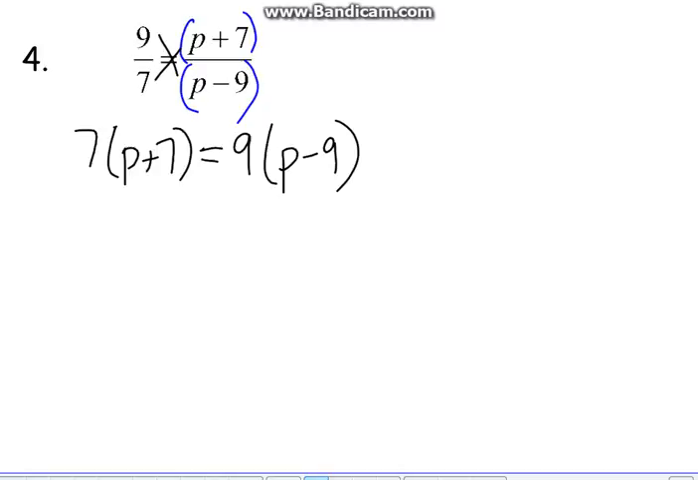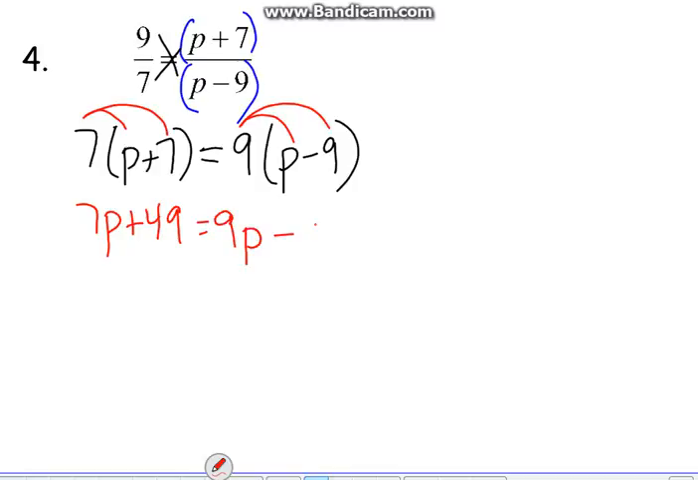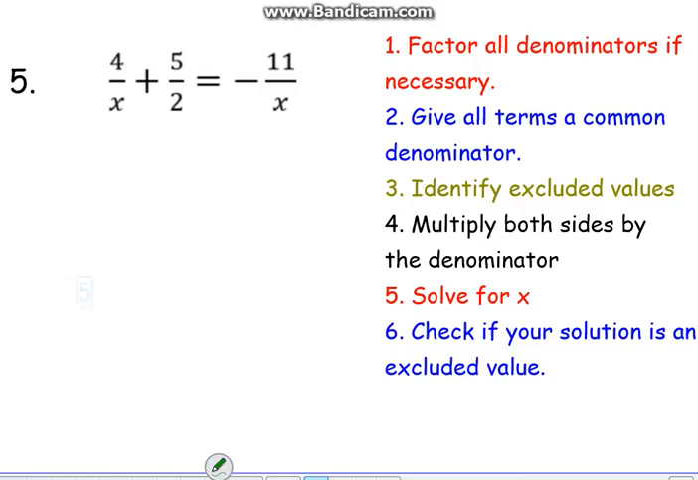Go ahead and distribute once again. 7 times p, 7p. 7 times 7 gives us the 49. Distribute the 9 through on the other side of the equal sign. We have 9p minus 81. Okay? Let's go ahead and work on getting the variables all by themselves. I like to work with larger numbers. I want to work with positive numbers, so I'm going to move my 7p to the other side, so that way I don't have a negative value that I'm working with.